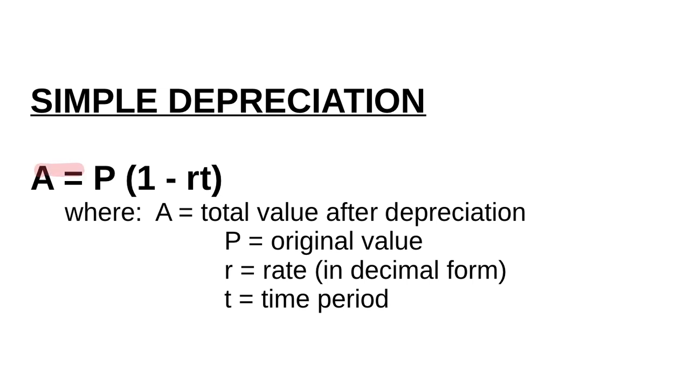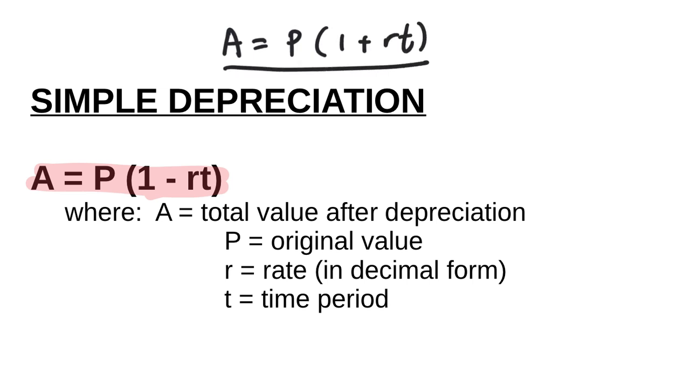If you look at your formula, it's exactly like your simple interest. The only difference is that simple interest uses plus RT, but in depreciation, we're going to use the minus sign in there. The parts are almost the same as simple interest, where A is the total value after depreciation, P is the original value, we also call it the principal, R is the rate, written in decimal form, and T is the time period.